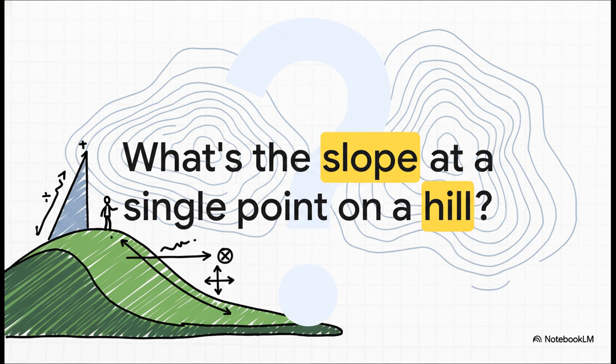Well, it kind of depends, right? It depends entirely on which direction you're facing. If you look straight up the hill, the slope is crazy steep. But if you look sideways along the contour of the hill, the slope might be zero. There just isn't one single answer.